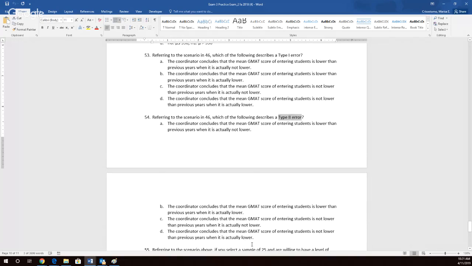And we already concluded that D is a type 2 error. So type 2 error is you're not rejecting the null when you really should have.